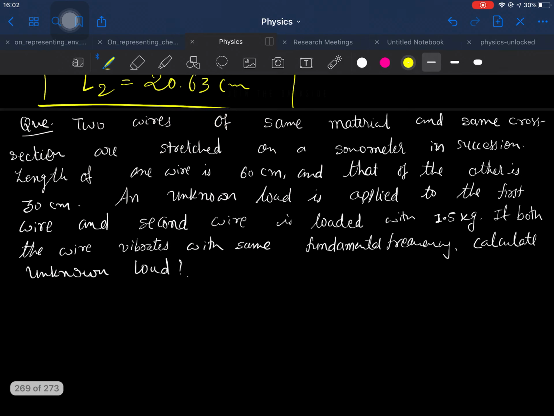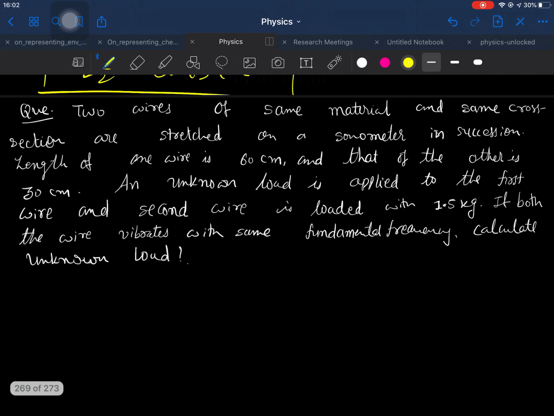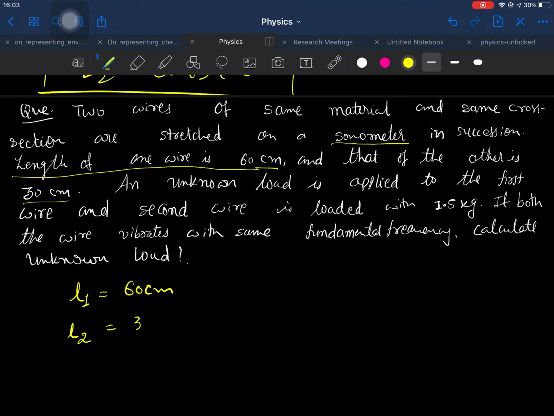Now let's continue our discussion for the next question. Two wires of the same material, same cross section, are stretched on a sonometer. The length of one wire is 60 centimeter and that of the other is 30 centimeter. There are two wires, remember. So I can write that first wire L1 is equal to 60 centimeter and L2, the second wire, is 30 centimeter. So always have a habit of writing everything in terms of meter.